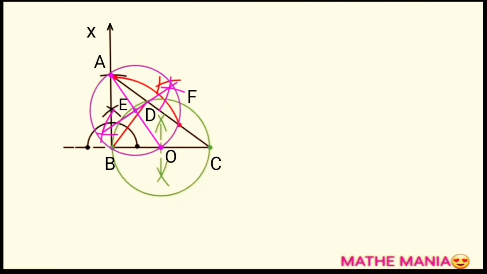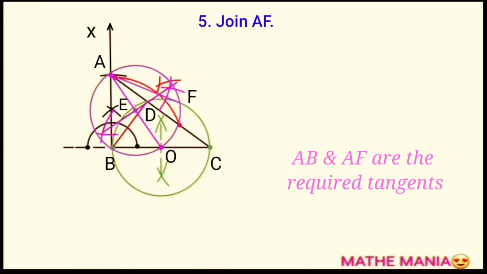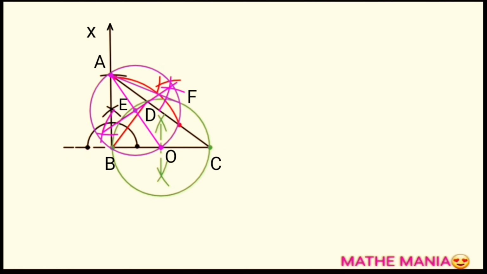Children, you can observe that AB is already joined in the figure, so we just have to join AF, and so AB and AF are the required tangents. Clearly, AB is perpendicular to the radius through point B. Hope all the steps are clear to you.